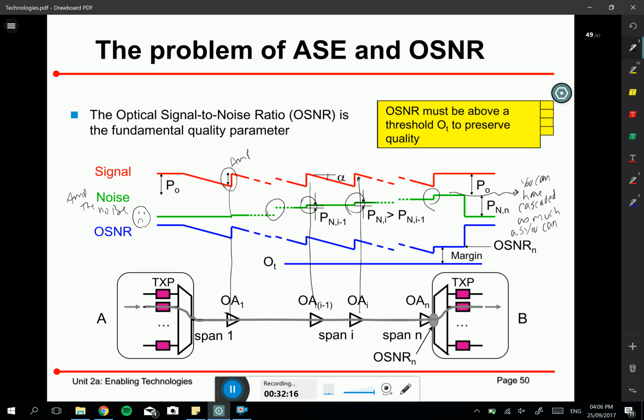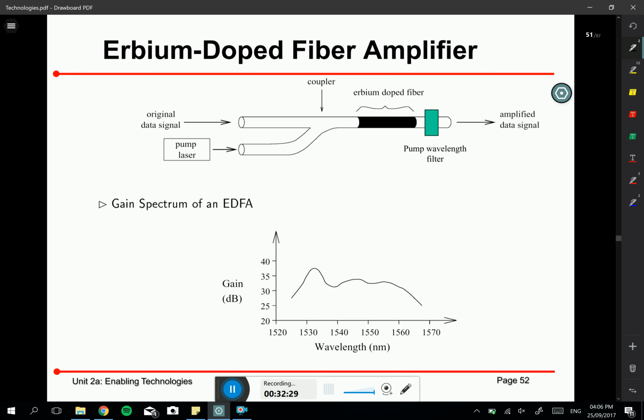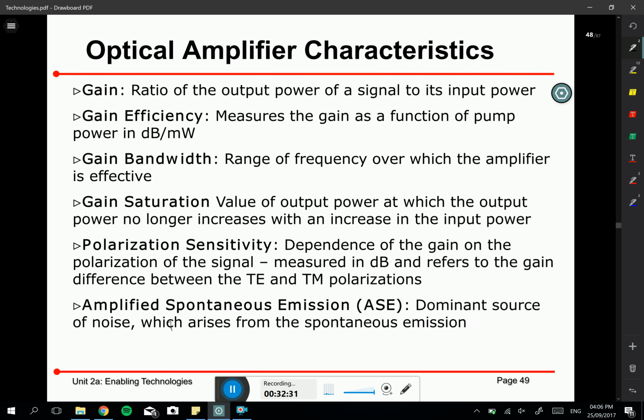How do I compare two amplifiers? When do I choose one amplifier over another? I prefer an amplifier with higher gain. This is the first performance metric of an amplifier. The gain is the amount of additional power that the amplifier is able to give to the signal.